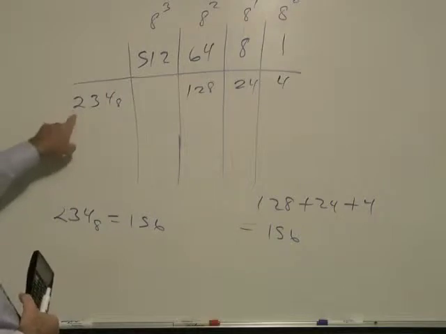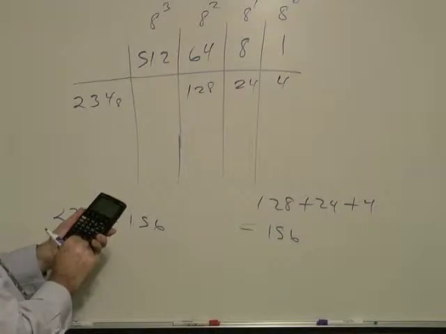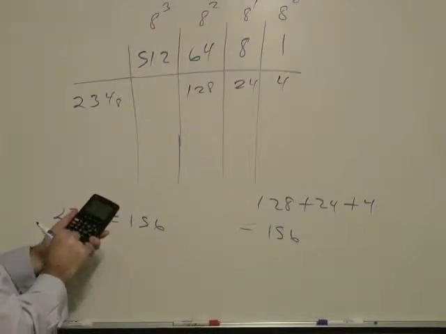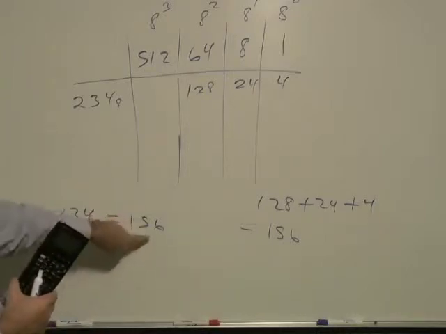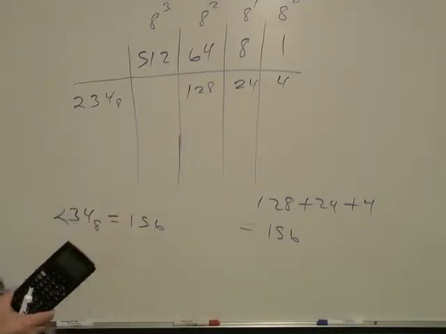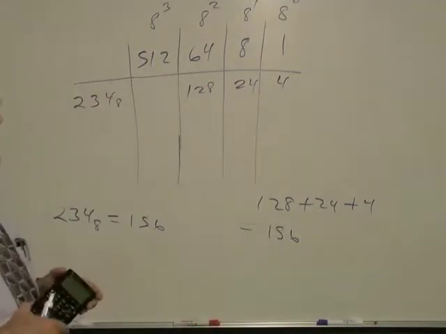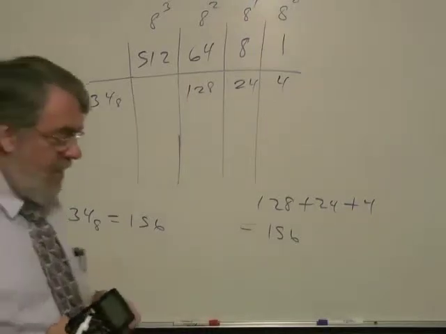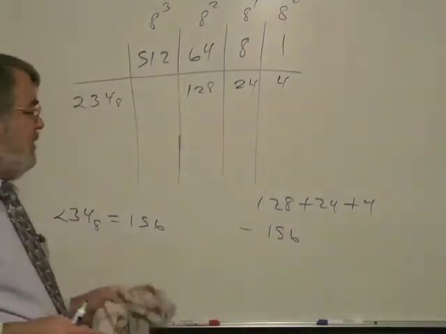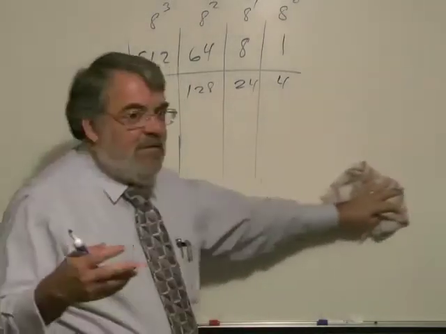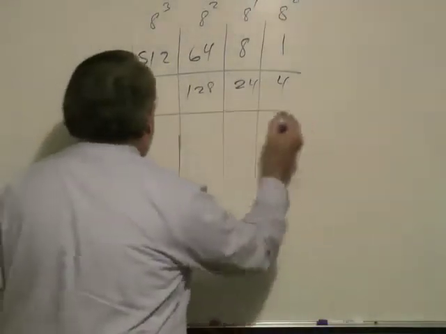So it's based on going 2 times 64. Let me double check here. 2 times 64 plus 3 times 8 plus 4 is 156. So the base 10 representation, our ordinary 156, would be represented as 234 base 8 in the octal system. All right, so let's try a couple more of these. And like before, let me encourage you to pause the video and see if you can figure this out yourself.